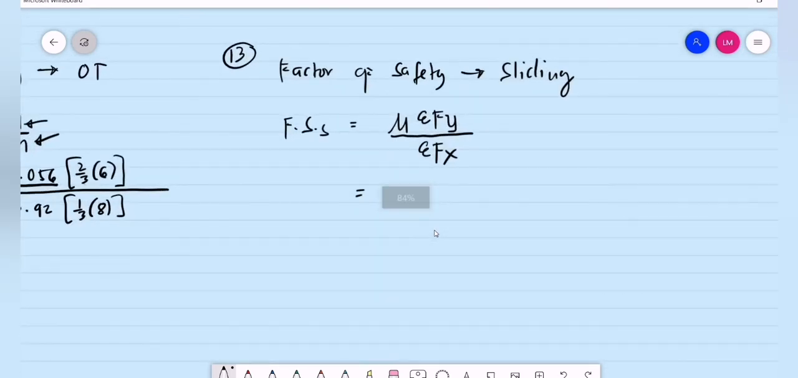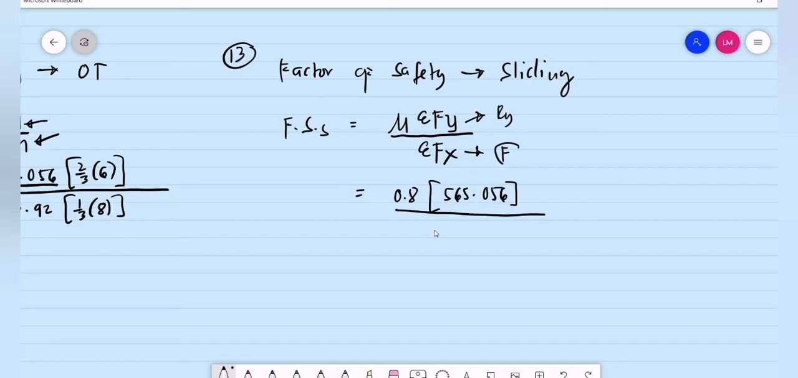We have 0.8. What is the summation of vertical forces? We have only one vertical force, that is Ry, while Fx is simply the hydrostatic force. So Ry is 565.056, divided by the only horizontal force, the hydrostatic force exerted by the water, 313.92. The factor of safety against sliding is 0.8 multiplied by 565.056, divided by 313.92. So we have a factor of safety equal to 1.44.